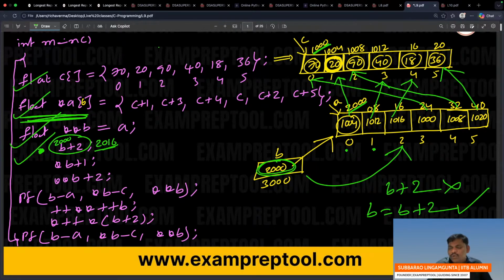GATE people are so experienced, they bluff like anything. They will do bluffing like this. So if you see the RIC also, there is a lot of bluffing. So if you complete any subject, please do the RIC of that subject.